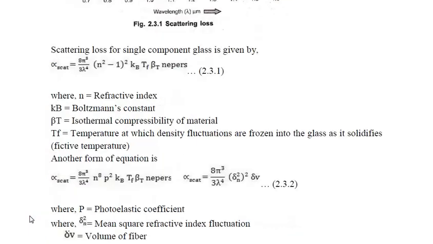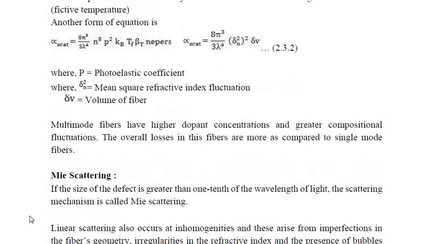Another form of the equation is alpha scat is equal to 8 pi raised to 3 upon 3 lambda raised to 4 into n raised to 8 p square kB Tf beta T. So alpha scat is also equal to 8 pi raised to 3 upon 3 lambda raised to 4 into delta n square the whole square into delta V, where delta n square is the mean square refractive index fluctuation and delta V is the volume of fiber. So the equation has been modified in this term.